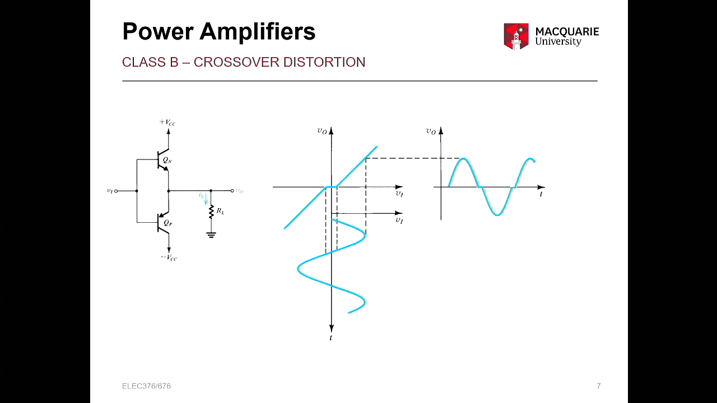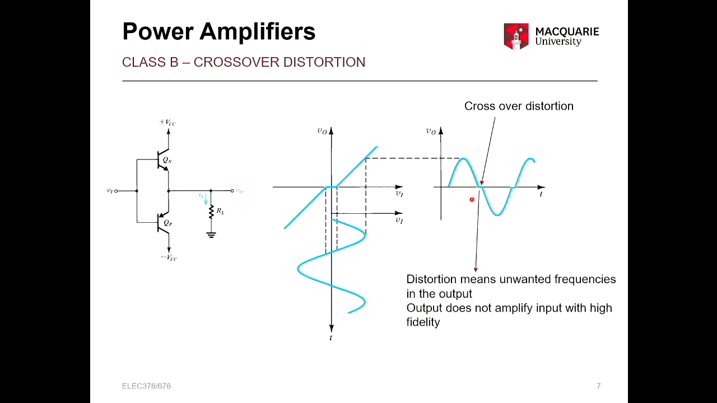And that's the effect it will have in the time domain on your input and output signals. So we get this nasty crossover distortion element here. It gets unwanted frequencies in the output and basically leads to poor fidelity, which is not typically what you want in your amplifier.